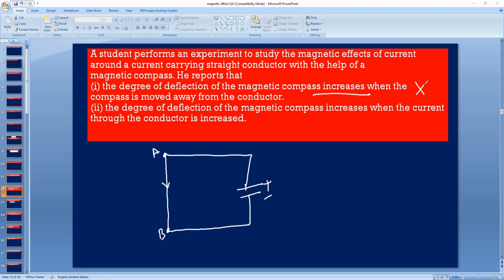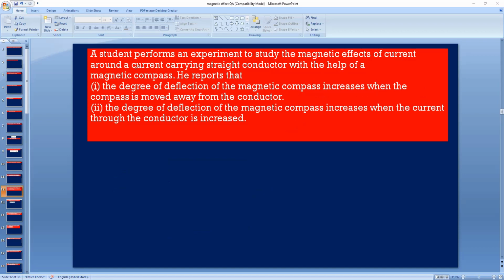This is wrong. If you place a magnetic compass away from the current carrying conductor, obviously the deflection will decrease. The degree of deflection of the magnetic compass increases when the current through the conductor is increased. Yes. Whenever we increase current through the AB copper wire, then obviously the magnetic deflection also will be increased. Clear?